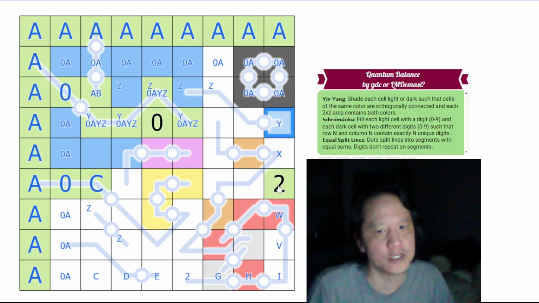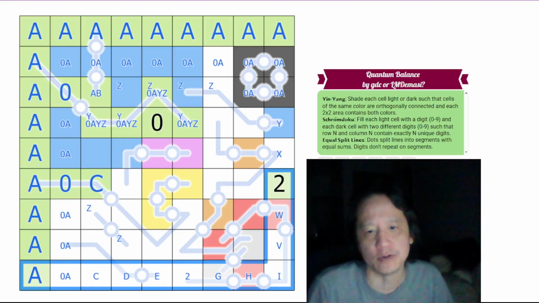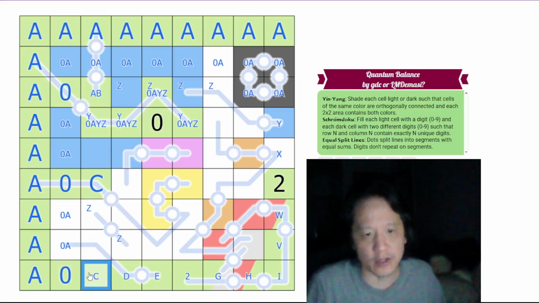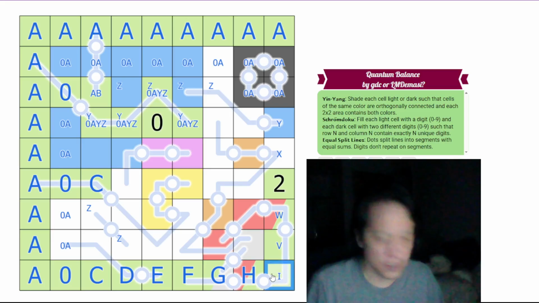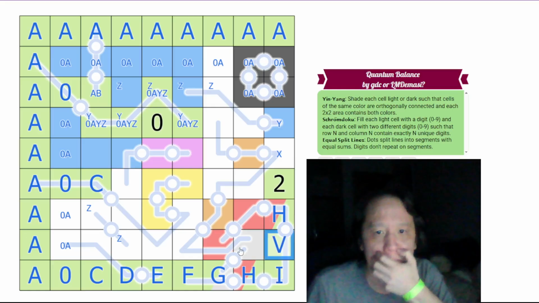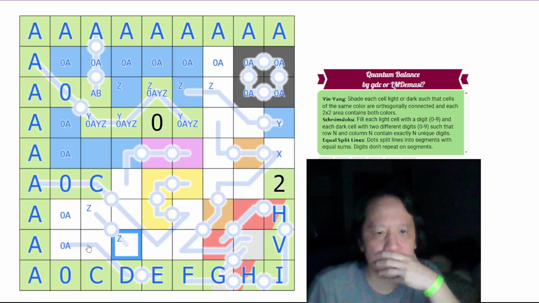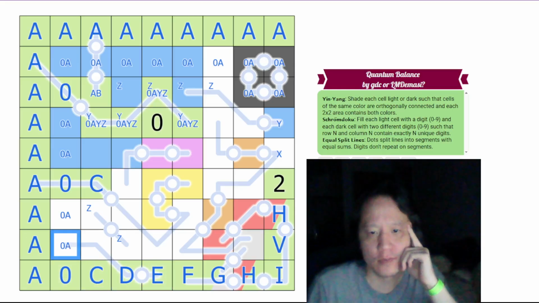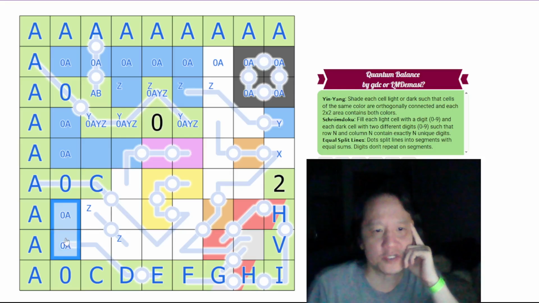So since blue is here, that does force this to be W, or all green here. So this is all green. That makes this 0. So this is 0. We have C, D, E, F, G, H, I. This must be the same as this one. So this is H. And this is a V. This has to be blue. This is blue. So this is a 0A pair, a 0A pair.